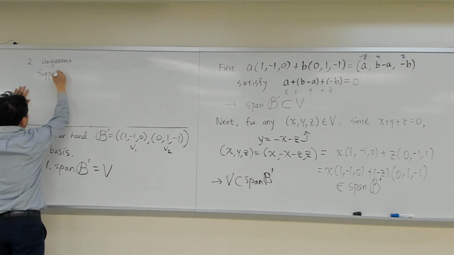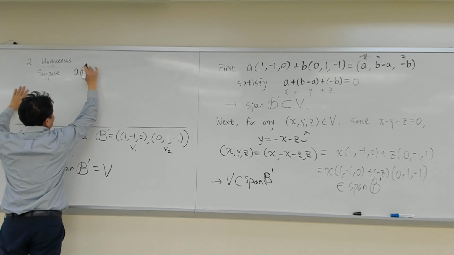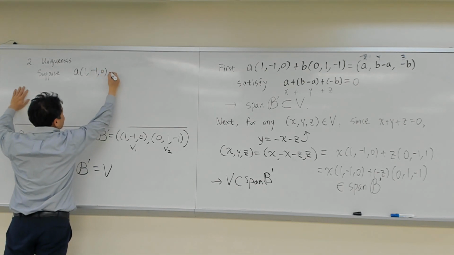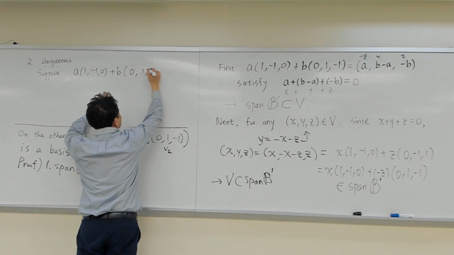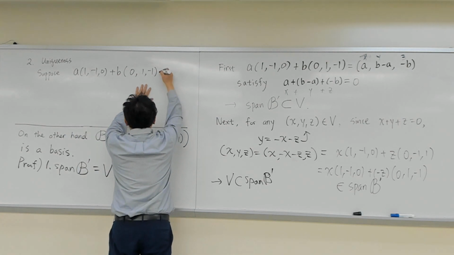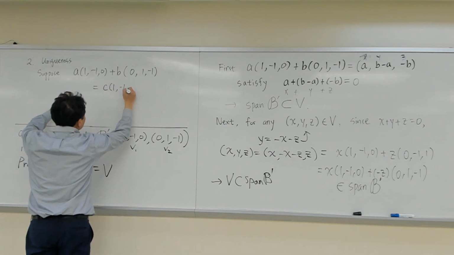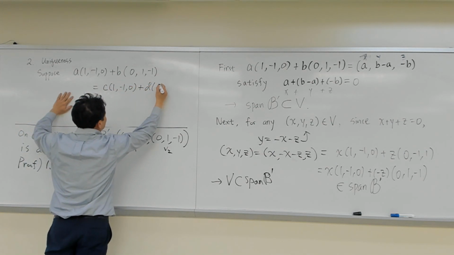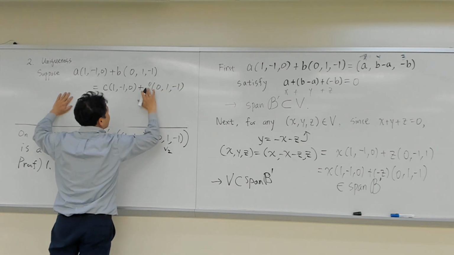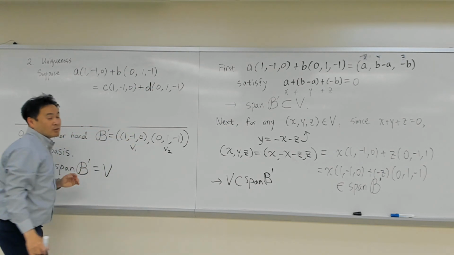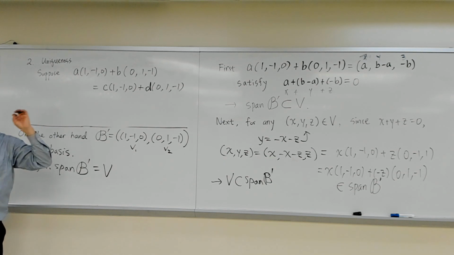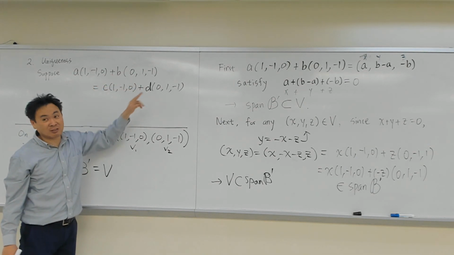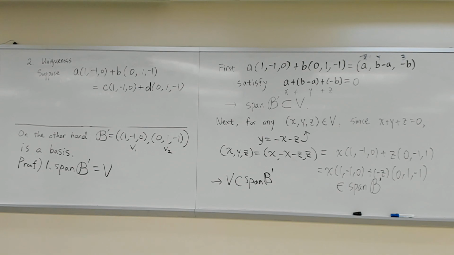Suppose A times 1, 1, 1, negative 1, 0 plus B times 0, negative 1, 0, 1, negative 1 is equal to C times 1, negative 1, 0, plus D times 0, 1, negative 1. So in other words, suppose I have two linear combinations which happens to give you the same vector. Okay? Now, to say that this is unique is to show that A has to be C and B has to be D. There's no other way. If we prove that, that means it's unique. Does that make sense? Okay.